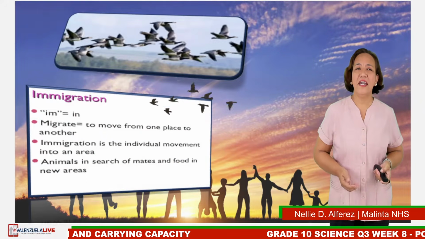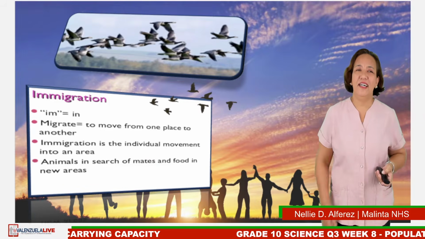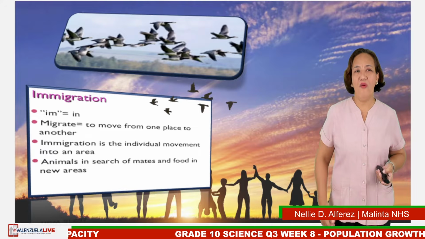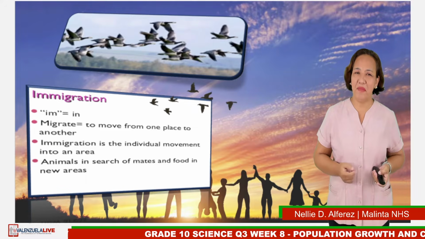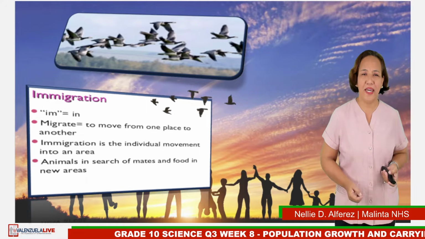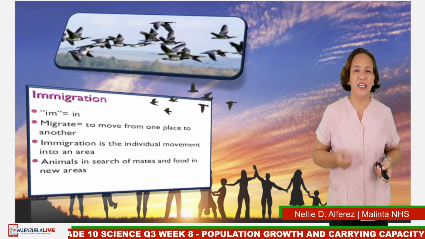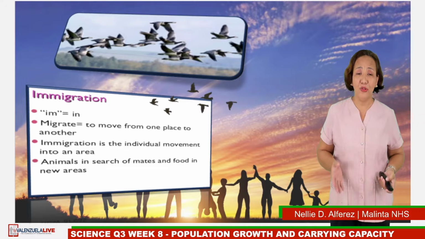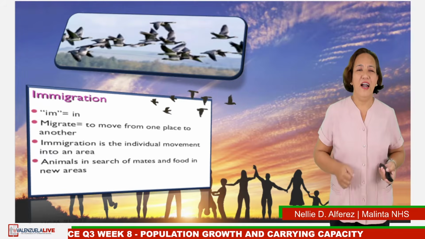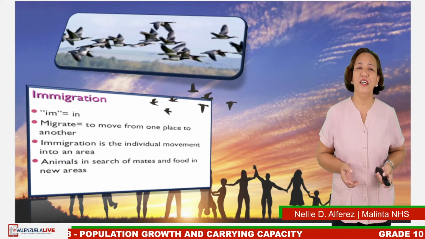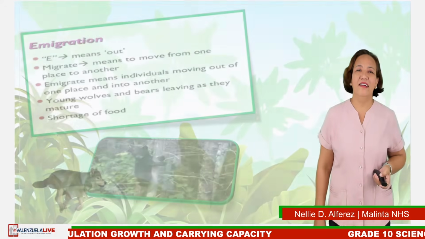Next is immigration. The prefix "im" means in, while the root word migrate means to move from one place to another. So immigration is the individual movement into an area. Example, animals in search of mates and food in a new area.